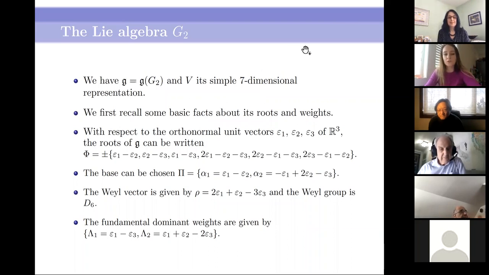With respect to orthonormal unit vectors, we can write the roots as short roots and long roots. These ones are short roots and these ones are long roots. We can choose the base to be alpha 1, alpha 2, the short and long root. The Weyl vector is given by rho. The Weyl group is the 12-dimensional dihedral group. And the fundamental weights are given by lambda 1 and lambda 2.